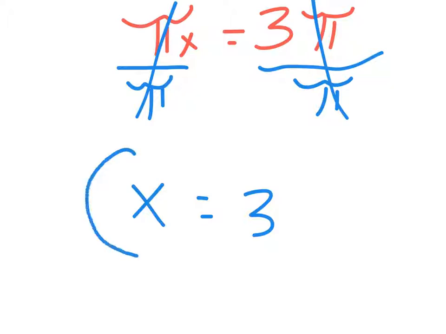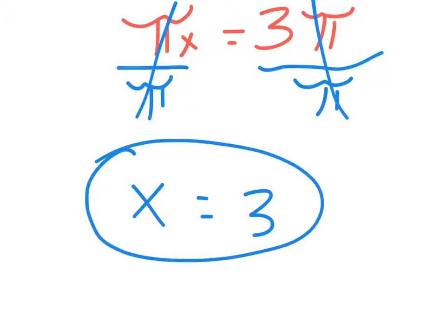So our answer is x equals 3. Now if you think about it, that makes sense, because if we replace x back into our original problem with 3, we'd get 3 pi equals 3 pi. Not too bad, right?